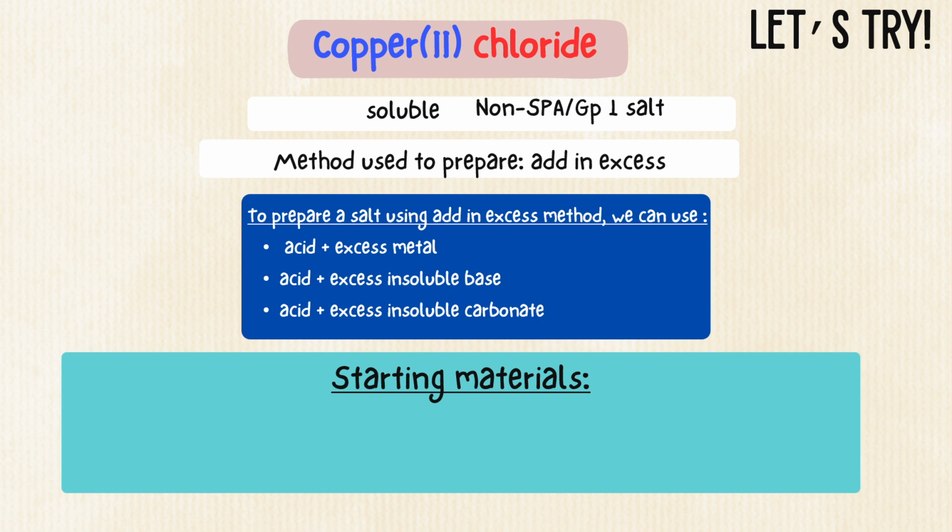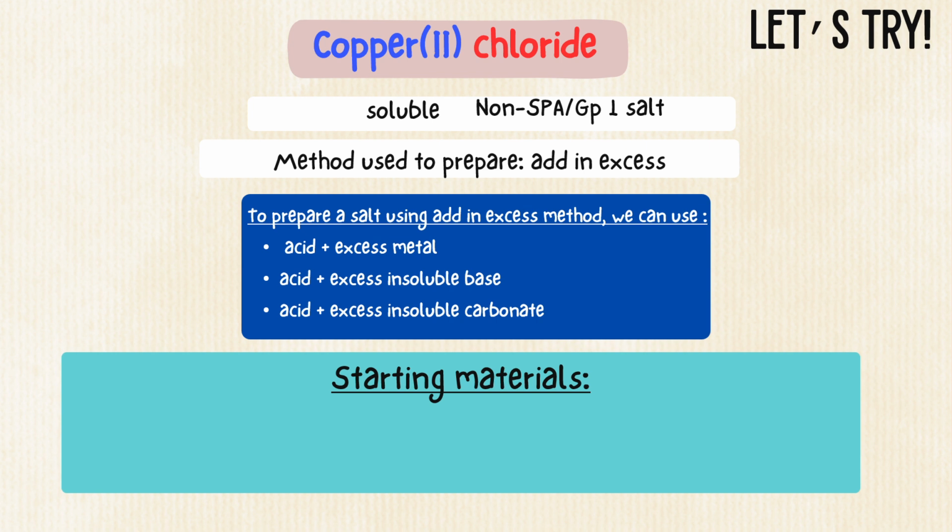Now, next example, copper 2 chloride. So copper 2 chloride is a soluble non-spar group 1 salt. So we'll be using the add in excess method. So one of my starting materials must be an acid. The other starting material must be excess metal, insoluble base, or insoluble carbonate.